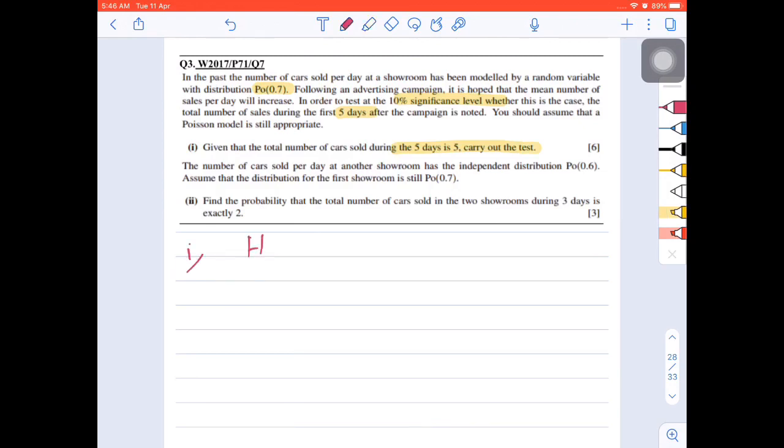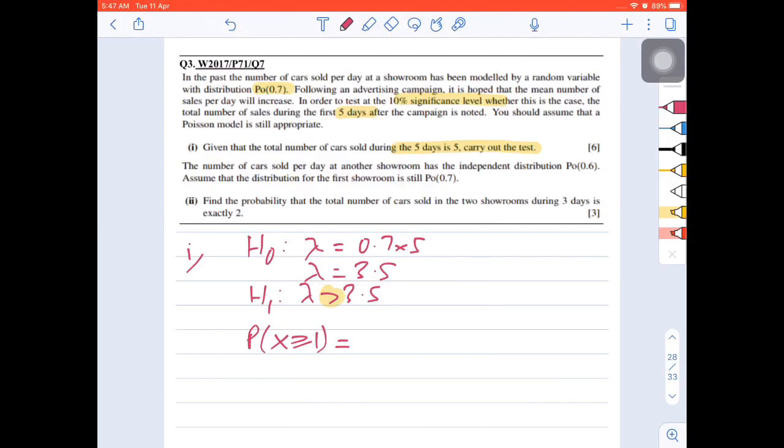So firstly, H0 will be lambda equals, so it's 0.7 per day times 5 as we're taking a 5-day sample, that's 3.5. And then for H1 there are more sales, so lambda is greater than 3.5. Now it's a 10% significance level and it's again an upper tail test similar to the last question. So let's take the probability of X greater than or equal to 1. If this is less than or equal to 0.1, then we will take this as the critical or rejection region.